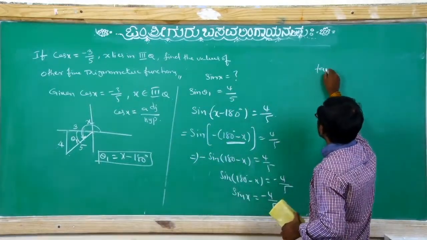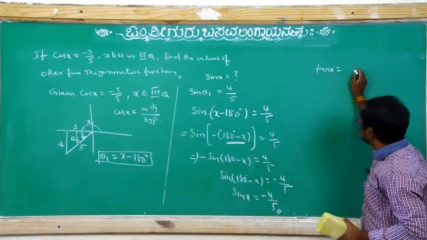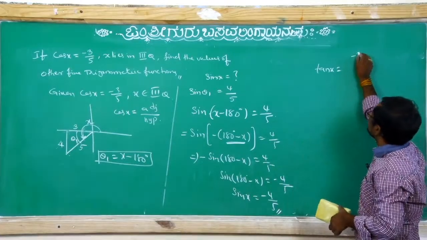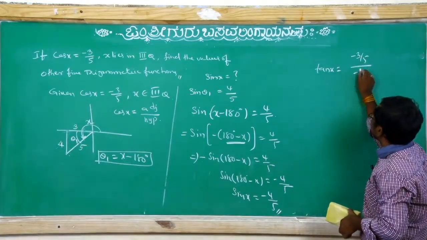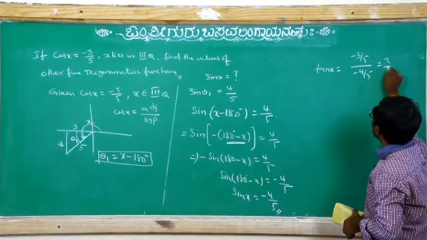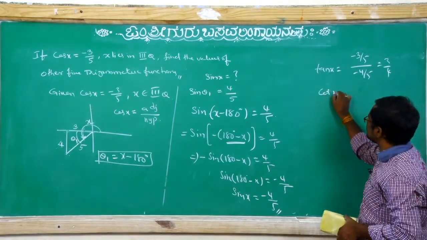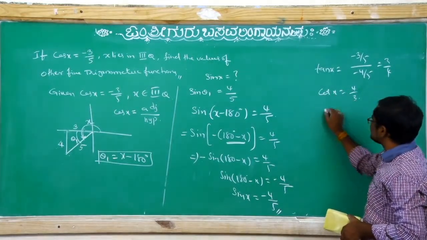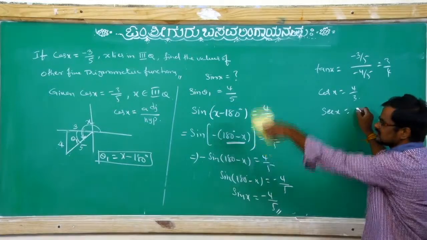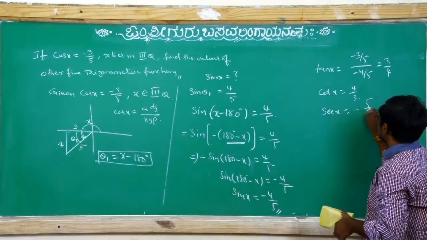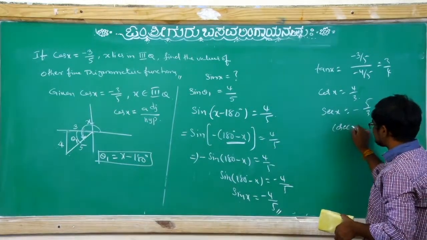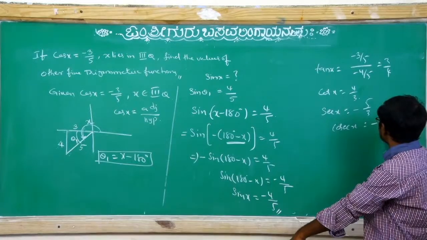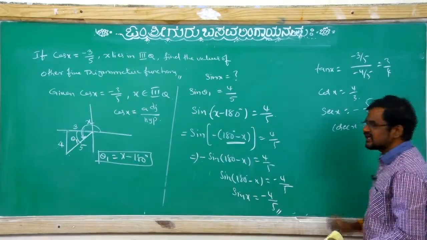What about the tan x? Sin by cos, minus 3 by 5 by minus 4 by 5, that is equal to 3 by 4. Now from this, cot x is 4 by 3, secant x is the reciprocal of that, minus 5 by 3. Next, cosecant x is the reciprocal of minus 5 by 4. Same answer getting or not?